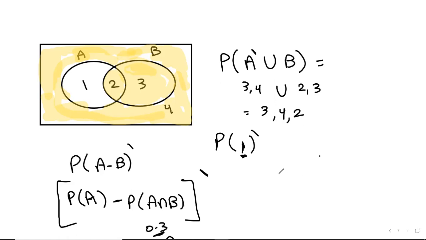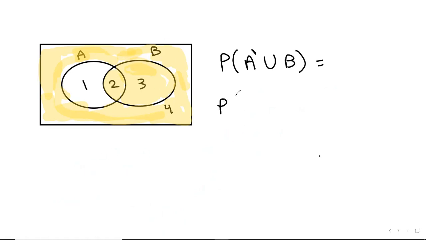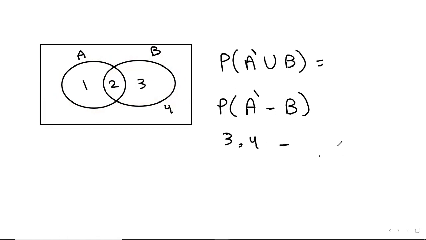Did you get it, all of you? Now I want to ask you about P(A dash difference B). Pay attention, everyone. A dash is 3 and 4, and the difference with B, which is 2 and 3, is only 4. Now go to the Venn diagram and ask yourself about this 4. This 4 is the area of A union B dash.